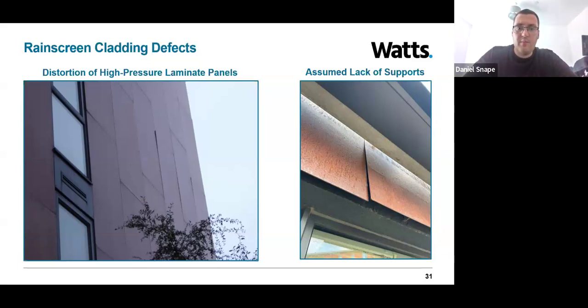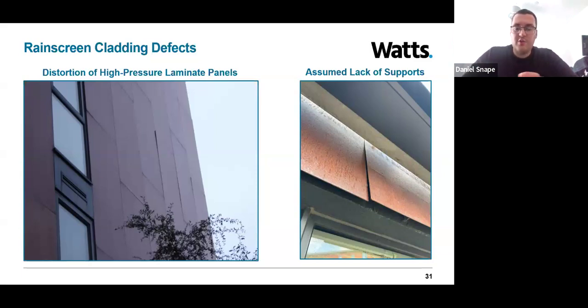Another example could be an assumed lack of support. So the right image was taken from a recent survey in which corten cladding panels have been installed. The panels appeared secure. However, when you managed to get a grip on them, they were quite flexible when pressure was applied. So we suspected that this might be due to a lack of intermediate supports, which would otherwise hold the panel in a better position and create a flush finish.